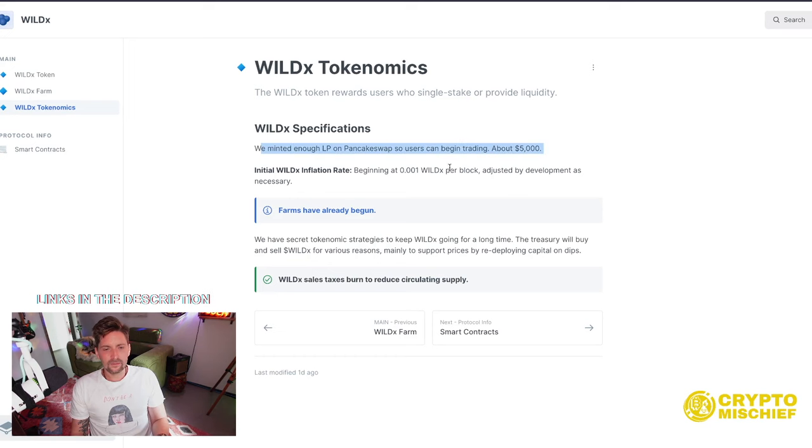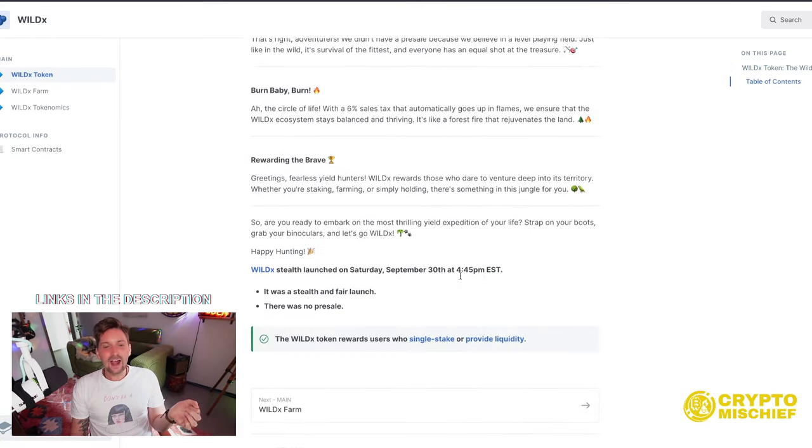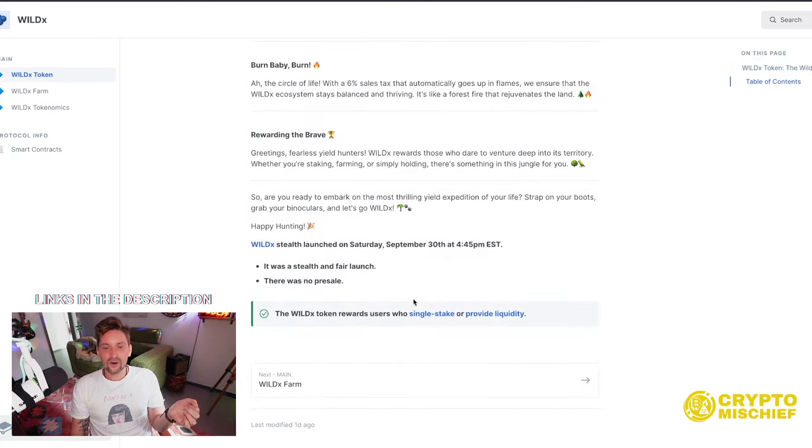We mint enough WildX inflates. We have secret tokenomic strategies to keep WildX going for a long time. Secret token strategies. Ooh. The treasury will buy and sell WildX for various reasons, mainly to support prices. WildX taxes burn the token. So it's an emission token with deflation, essentially. A game. It's a game, high risk, high return style game, already stealth launched 2 weeks ago.